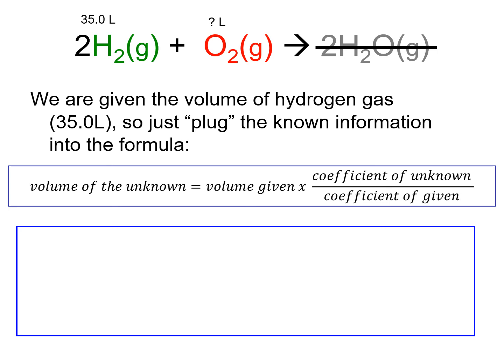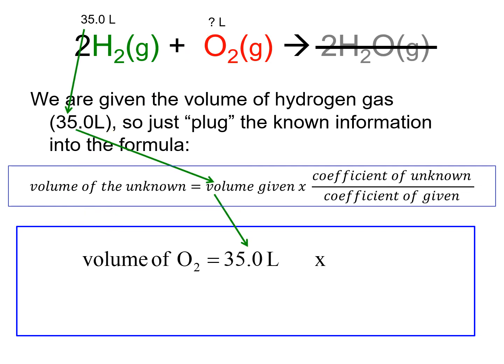And all we need to do is multiply that coefficient ratio times the volume given, and we should get the answer. So if you remember from last time, we started with 5 liters, we ended up with 2.5. If we start with 35 this time, we should end up with half of that. So let's see. The volume of the unknown gas, which is oxygen, equals the volume given, which is 35 liters, times the coefficient of the unknown, which is 1, over the coefficient given, which is 2. The hydrogen is the given substance, and so we put the 2 in the denominator.